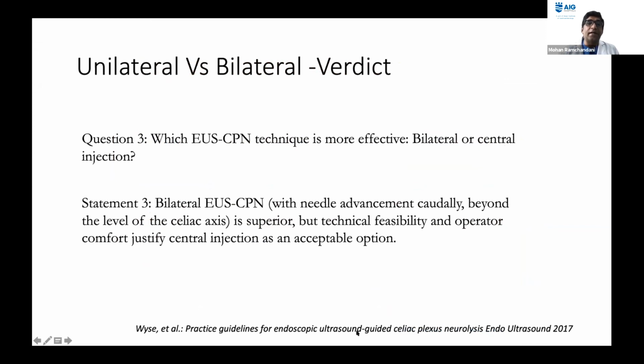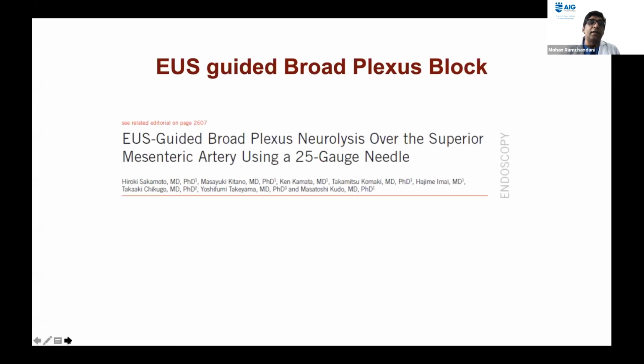The practice guidelines published in 2017 have clearly shown that if you do bilateral EUS neurolysis with the needle advanced caudally beyond the level of the celiac, then bilateral is superior. But technical feasibility is not always there. The operator may not be experienced. In such a situation, central injection is an acceptable option. So bilateral, if done technically well, is always superior to central. But if you are not well versed with the technique, then central is as good.